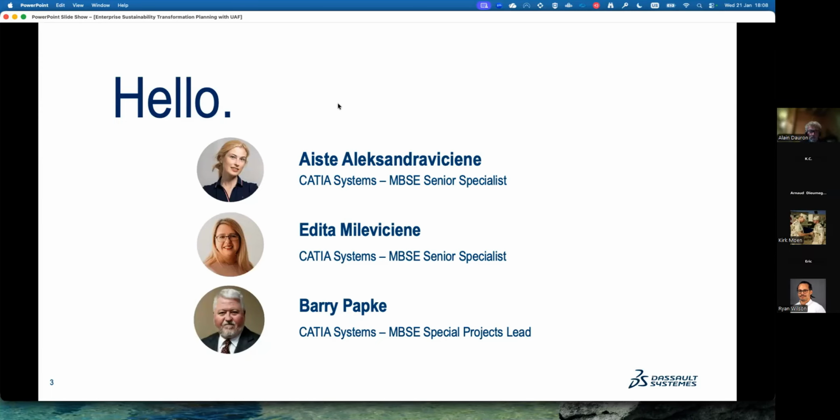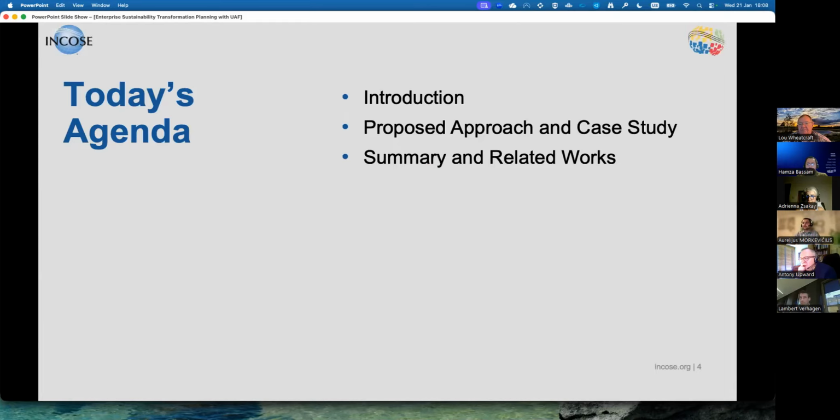These are the people that helped to publish this work in different ways that I will also mention later on. So today's agenda is the introduction. I will present what the UAF is and what this work is about, and then what kind of approach we are using for the architecture, and what case study we took to demonstrate how it can be applied towards enterprise transformation, and specifically in this case, towards sustainability. And then we can go to the summary and a couple of related works that have been done really quickly, just to give you the reference so you can find it and study later on. And then I hope for some questions and discussion.